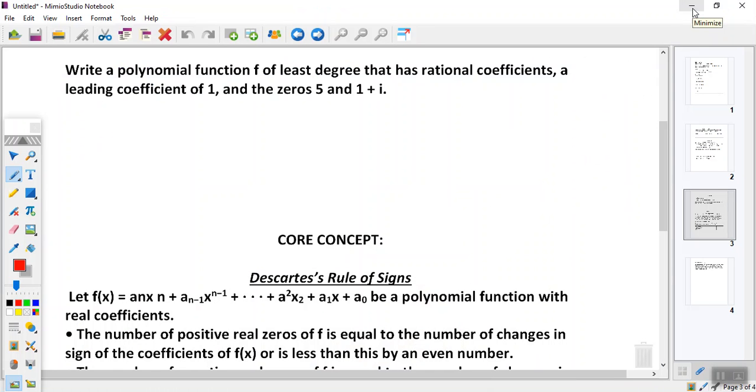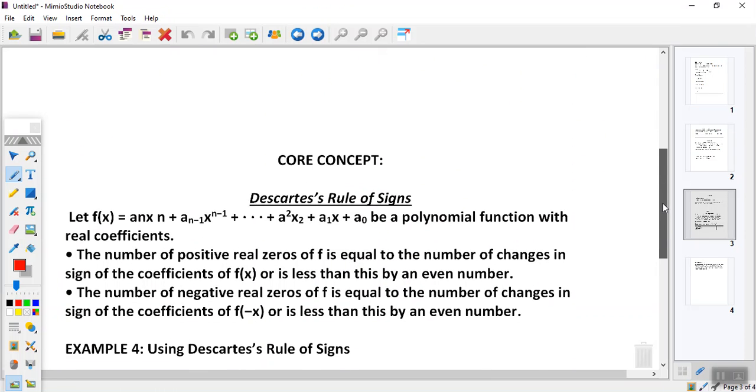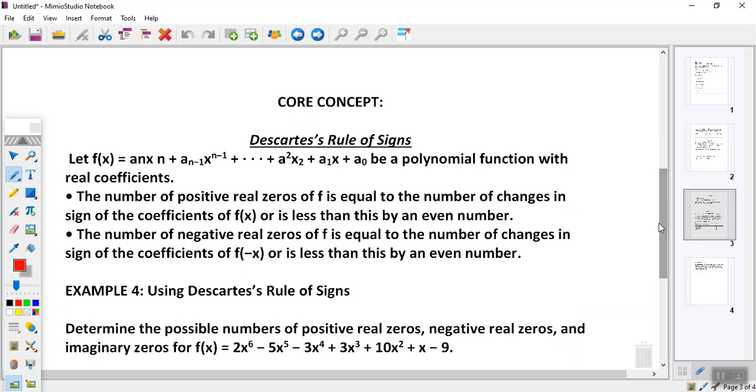Okay, kids, we're going with this last bit of rules right here, guys. This really is kind of an interesting topic. There's this idea about Descartes' rule of signs. What this tells us is how many possible real solutions there might be and how many possible imaginary solutions there might be.